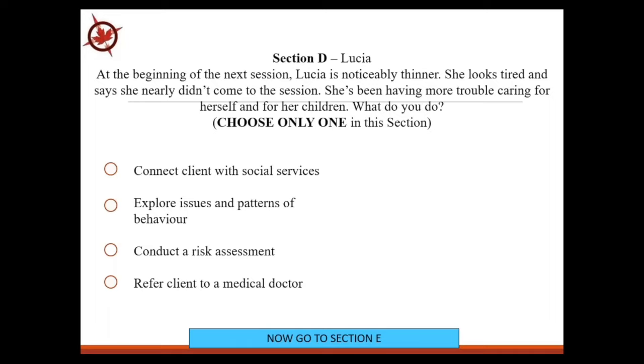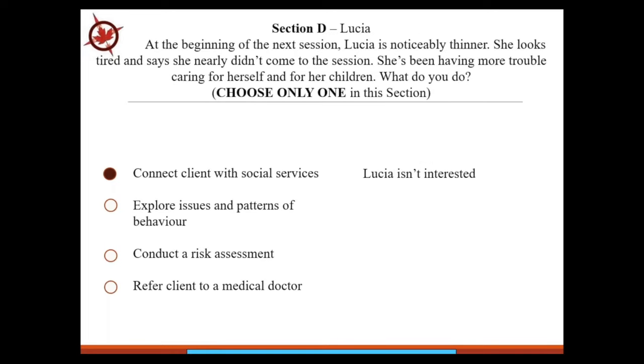Well, you could connect with social services. You could explore patterns of behavior, conduct a risk assessment, refer her to a medical doctor. Let's say you did a risk assessment completed. Now, if you selected that, you would never get to select any of the other items, right? They wouldn't be available to you. It would say, now go to section E. Let's say you connect client with social services and she'll say, not interested, right? Just don't want to do it. But you can't choose another one. You can only choose one item in this section.